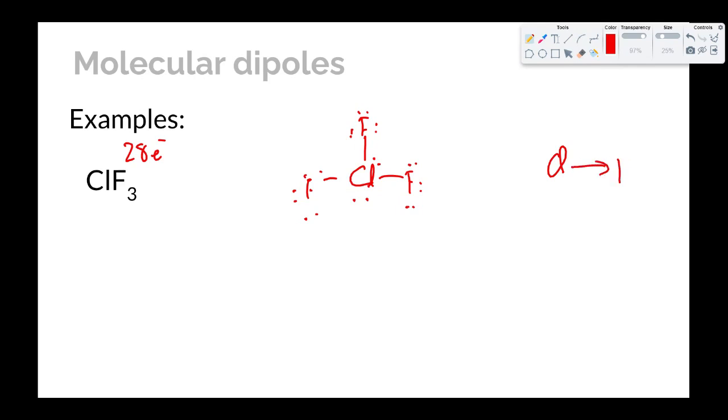Chlorine and fluorine. The dipole is going to go towards fluorine. Dipole towards fluorine there. Dipole towards fluorine there. The ones that go left and right in this drawing, they're going to cancel each other out, but nothing cancels out the one that goes straight up. So our overall molecular dipole is towards that upper fluorine.